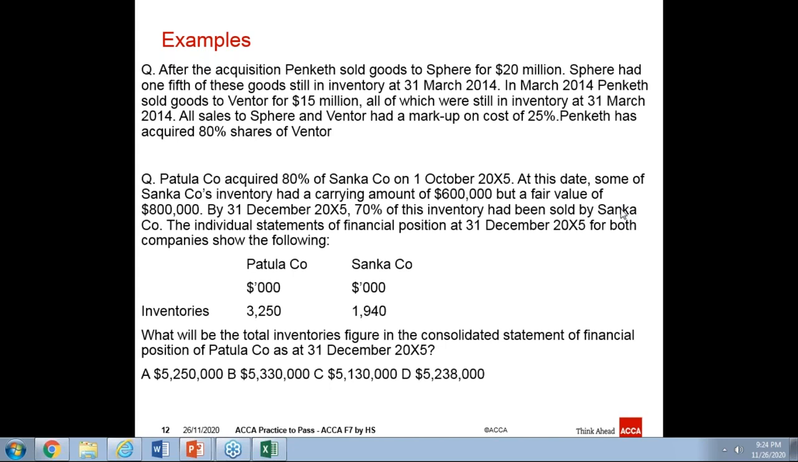For the balance sheet, we consolidate the full year's result irrespective of the time period. But for the income statement, we have to do the proportionate consolidation if the time period is less than 12 months.